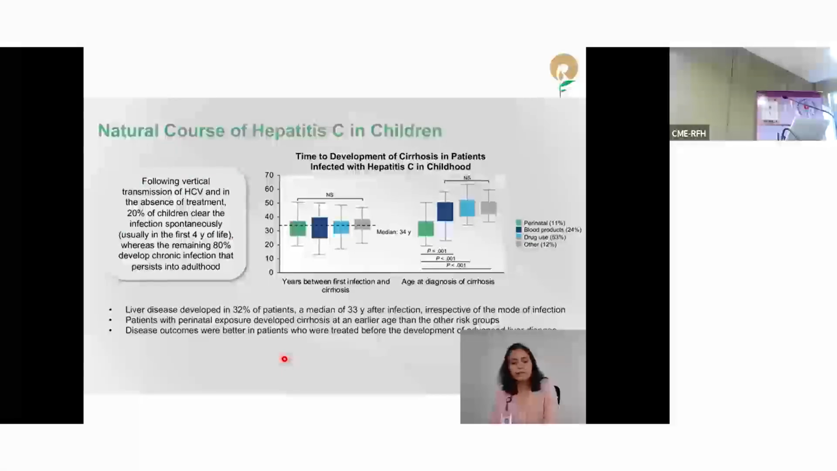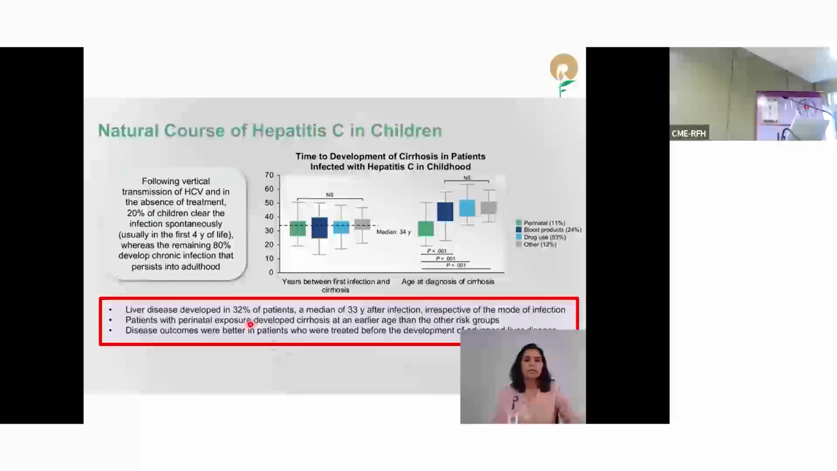And when we look at the natural course of these children, it is important to understand that the majority of the spontaneous clearances usually happen in those who developed a perinatal disease. However, when we talk about hemoglobinopathies, these are children who acquire infection later in life, and it has been shown that liver disease develops in around 32% of all patients with hepatitis C, with a median age of 33 years, irrespective of the mode of infection.